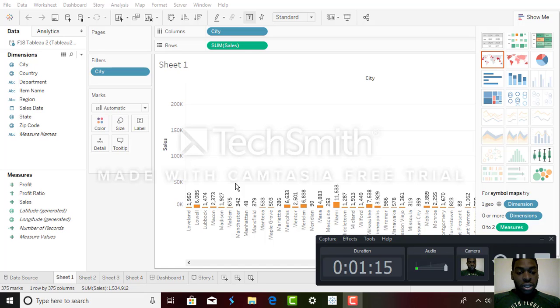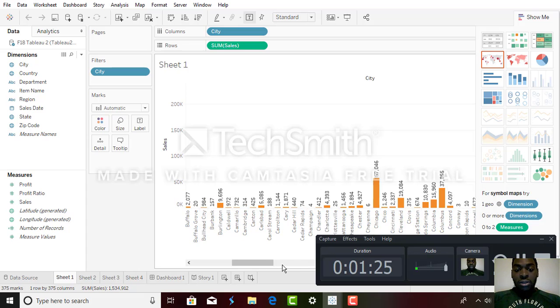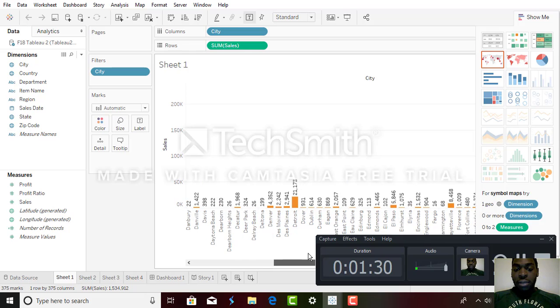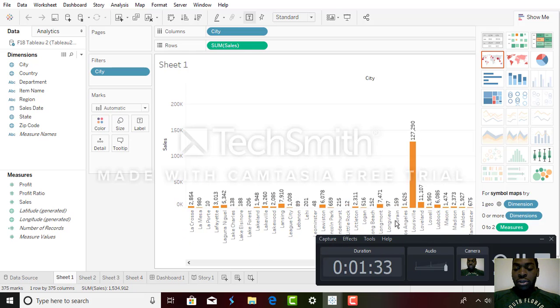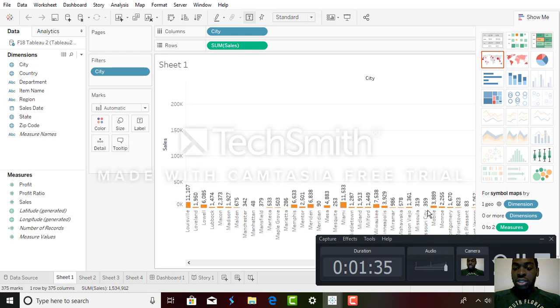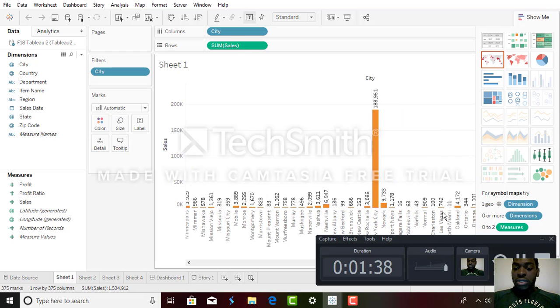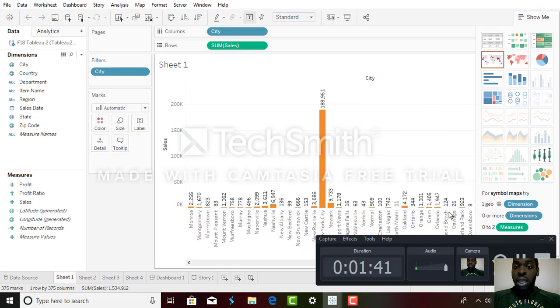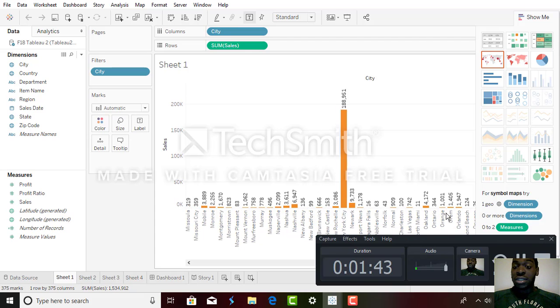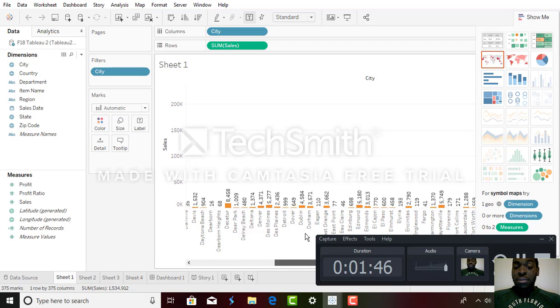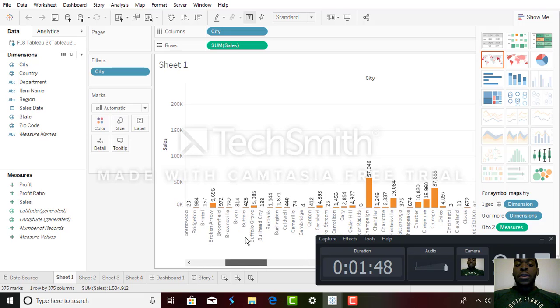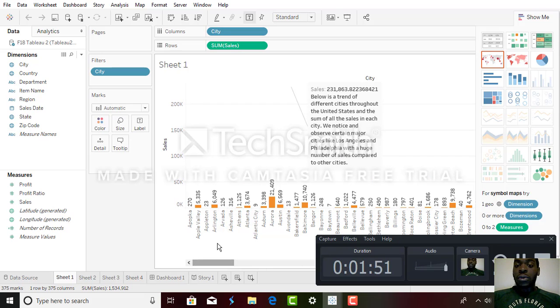Second, we'll just quickly go through each of these sheets. The first sheet here focuses on the sum of sales by each city. So here's just a list of all the cities that I was able to gather up and put together. We have the major cities such as Los Angeles, Detroit, Chicago. Those are the cities that stand out. New York City with a whopping 188,951 sales.